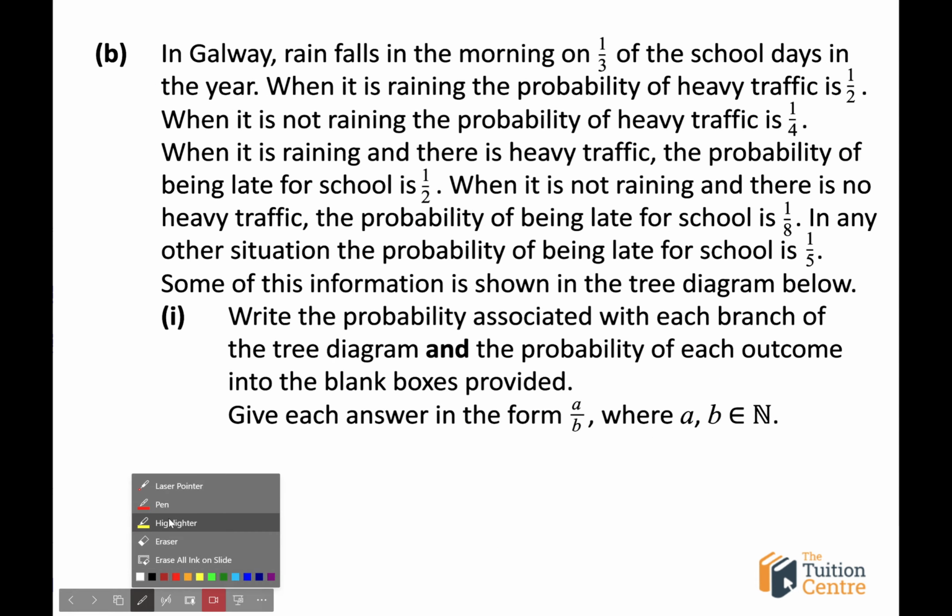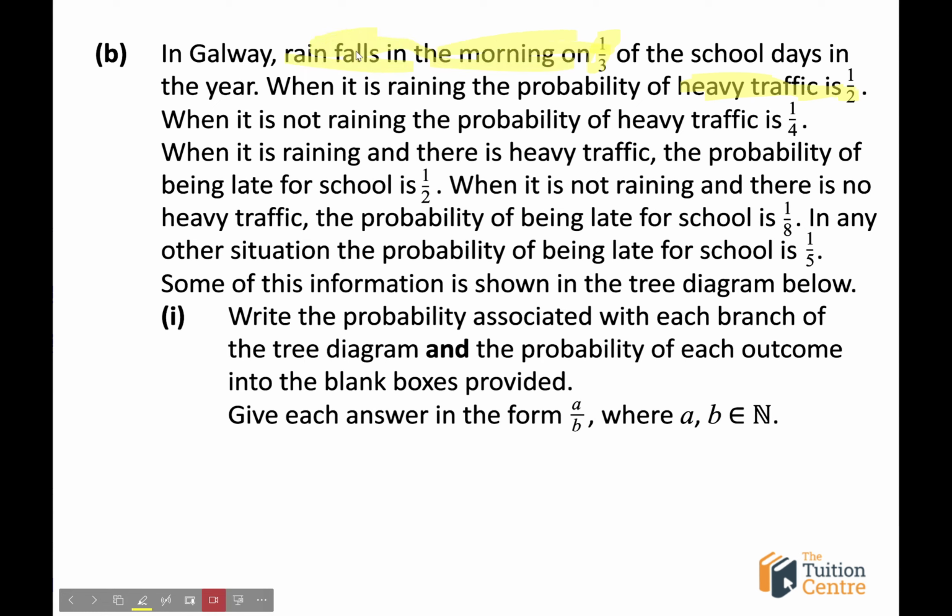In Galway, rain falls in the morning on 1/3 of the school days in the year. When it's raining, the probability of heavy traffic is a half. So rain falls on 1/3 of the mornings, and when it rains, the probability of heavy traffic is a half. When it's not raining, maybe we do a different color for that, the probability of heavy traffic is only a quarter.